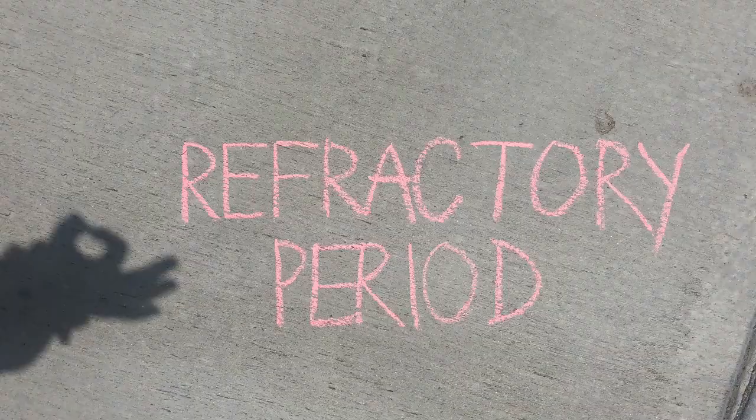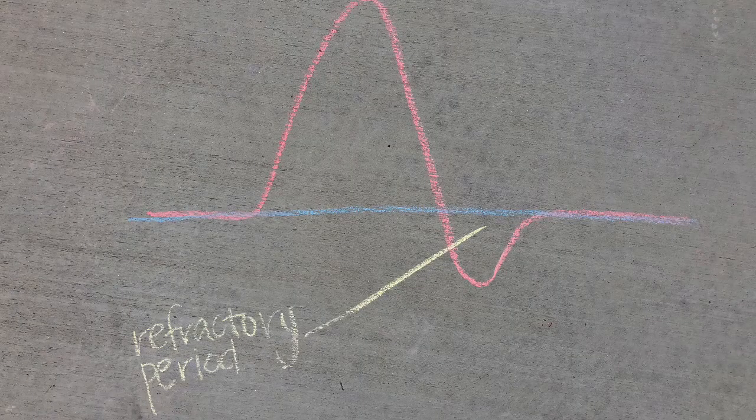The downtime following an action potential when a second action potential cannot be initiated is called the refractory period. This interval sets a limit on the maximum frequency at which action potentials can be generated. The refractory period also ensures that all signals in an axon travel in one direction, from the cell body to the axon terminals.